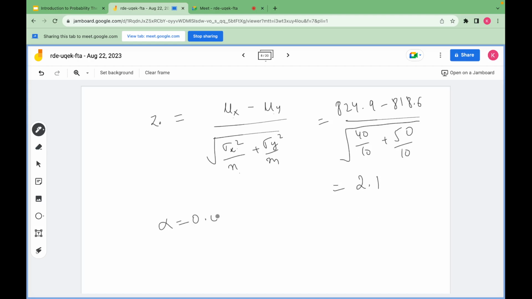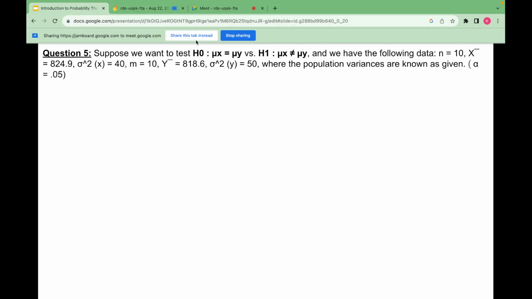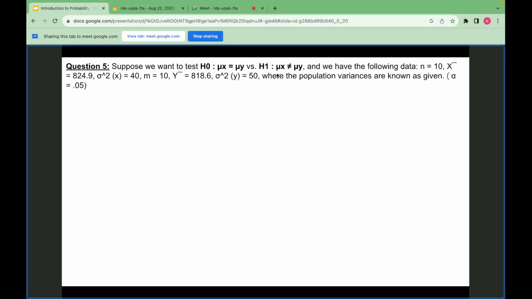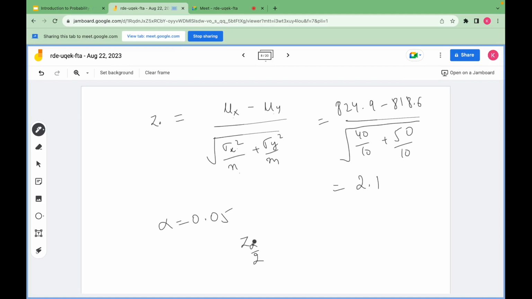Alpha is given as 0.05. So we will calculate this z alpha by 2, as this is not equal to, that's why it is a two-tailed test. Therefore we are using this z alpha by 2. So this z 0.025 comes out to be 1.96.